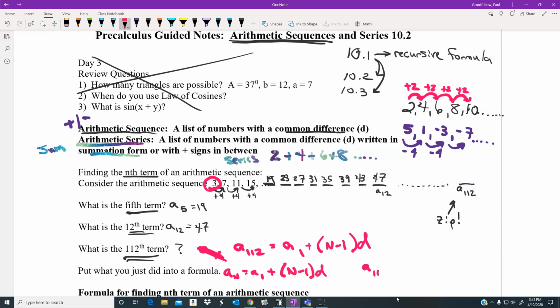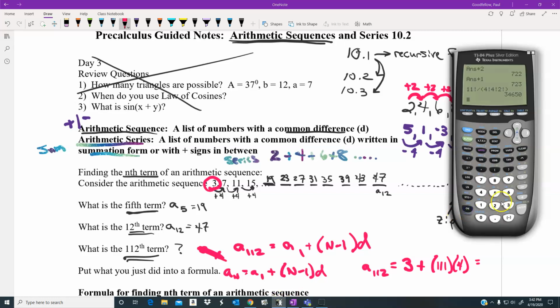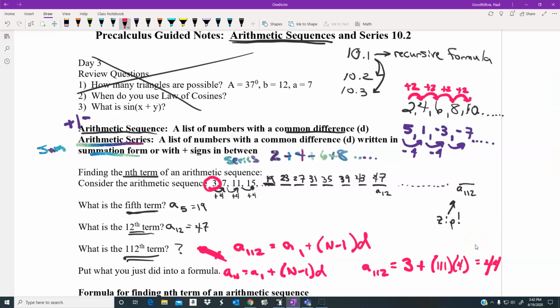Now let's try it with 112. If I wanted the 112th term, it would be 3 where the sequence started, and I would add on not 112, I'd add on 111 4s is what it ended up turning out to be. And if I did that particular term, let's see what we would end up getting. I'll go to my calculator, and calculator says, okay, I want 3. I'm going to clear this all out. I want 3, and I want to add on to that 111 times 4, because that's how many 4s we're going to add on to it, or 447. That's how much that answer would be way down here on the end.